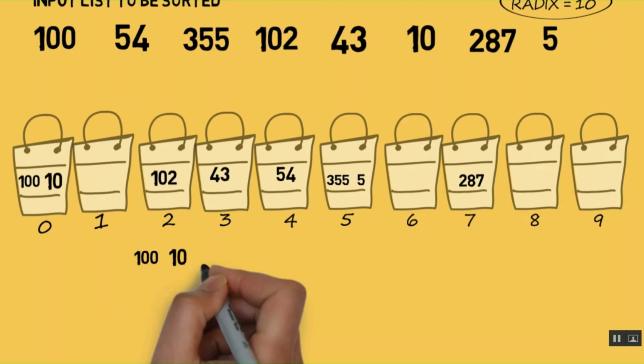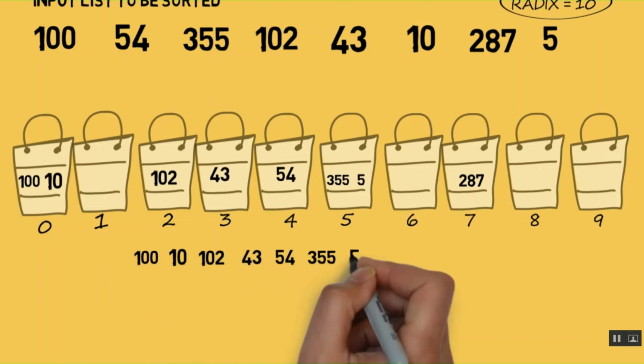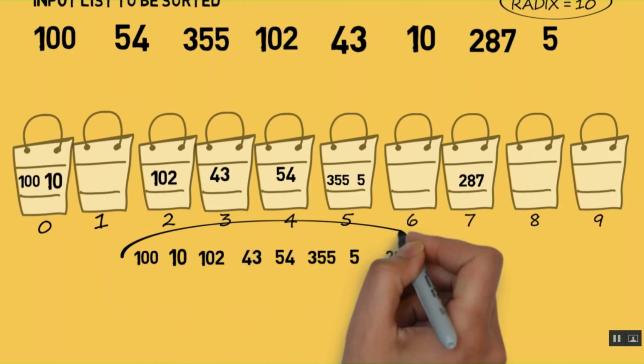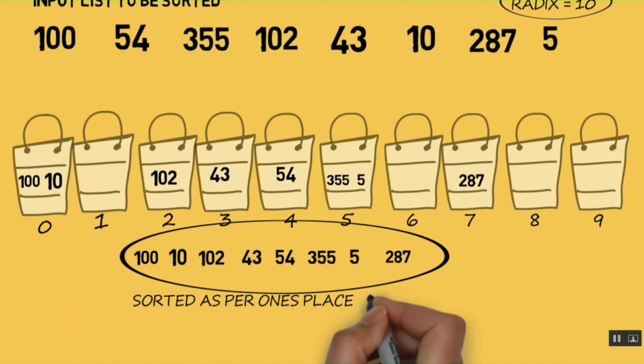So 10, 102, 43, 54, 355, 5 and 287. If you notice closely in the numbers I am encircling, you see the ones place in these numbers. So 100 has ones place as 0, 10 as 0. So the value at ones place is increasing as you move towards the right. Okay, keep this in mind.